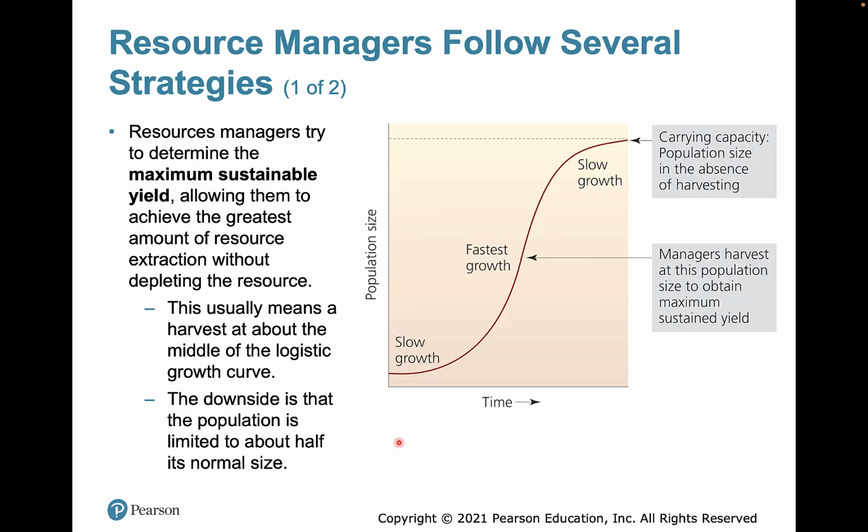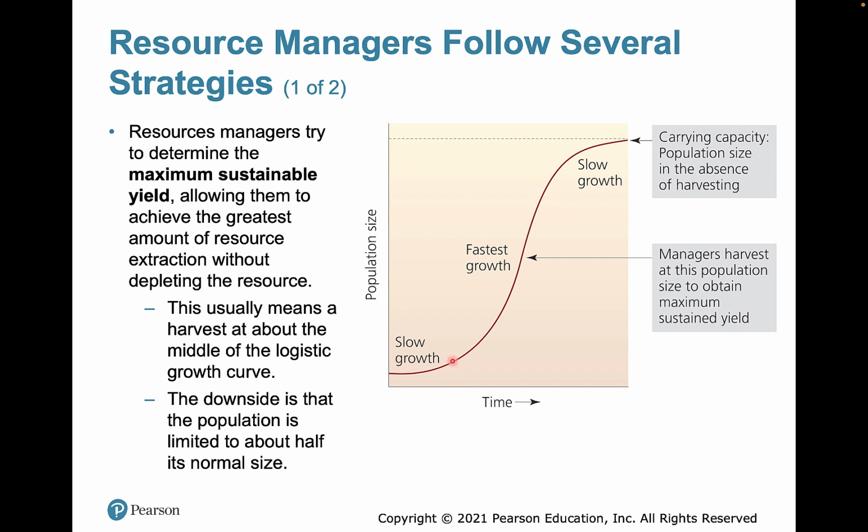So if you look at forest growth, or really the growth of any resource species, they find something called maximum sustainable yield. So they want to get the greatest amount of resource out of a forest, a fish stock, anything, without depleting that resource. So here we go, logistic growth.